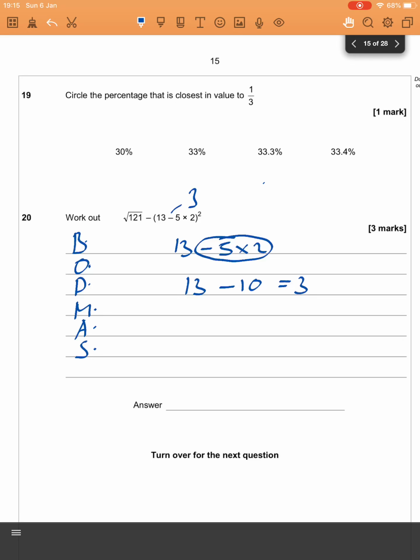So now we can just rewrite this with the square root of 121. So what multiplies by itself to make 121, that's how you'll work that bit out. Take away, and we know the bracket equals 3. So you could finish that question off.